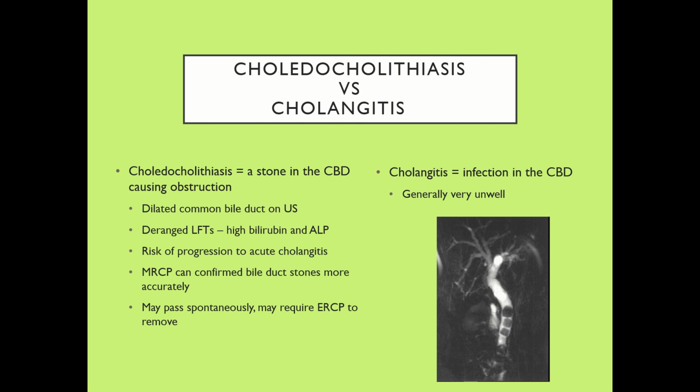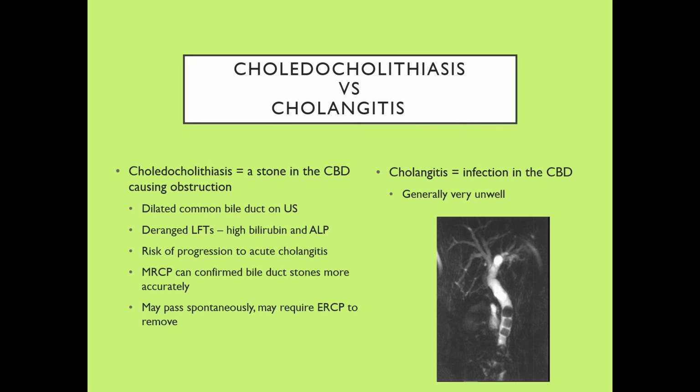So the main risk of choledocholithiasis is that this can progress to cholangitis. You've got static fluid in there, which is never good. So that's the main risk. An MRCP might be done. This confirms the stone location more accurately. And then generally, once they've had an MRCP, these patients would then receive an ERCP.